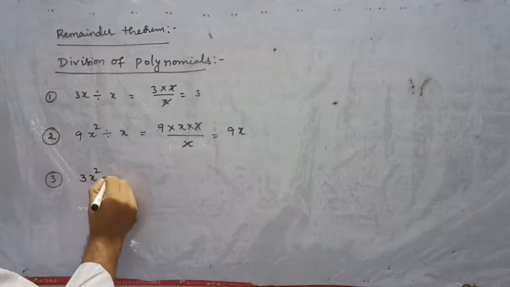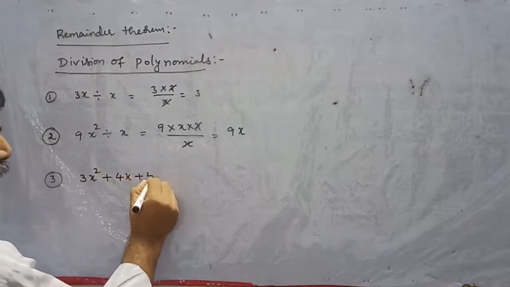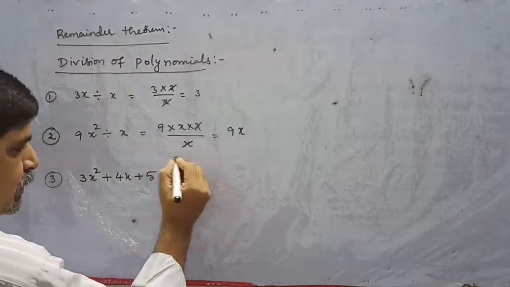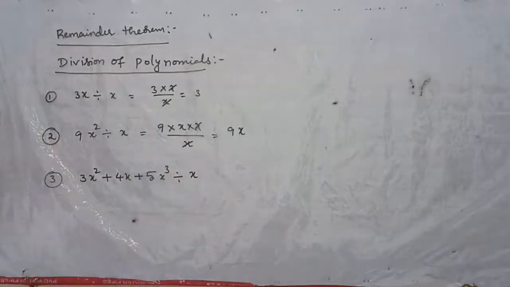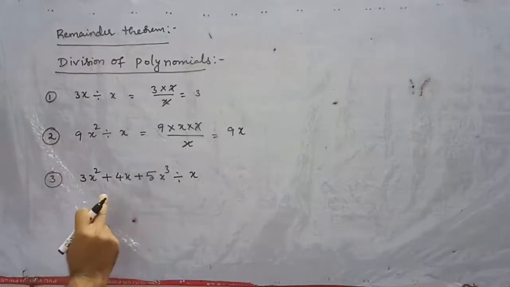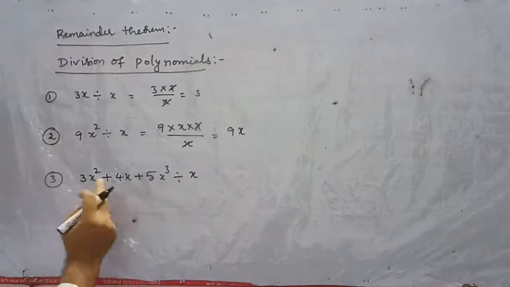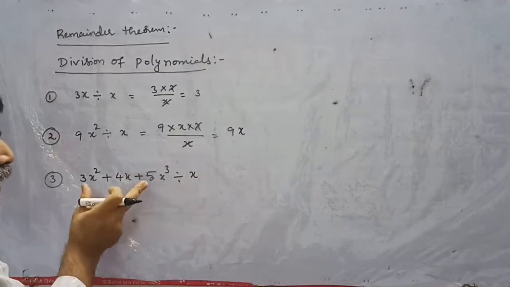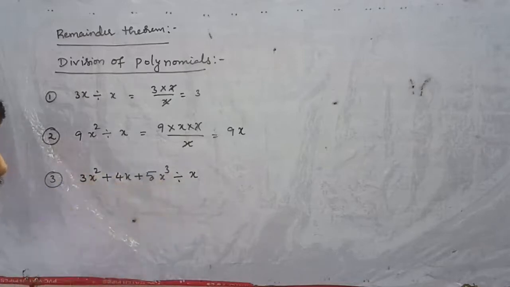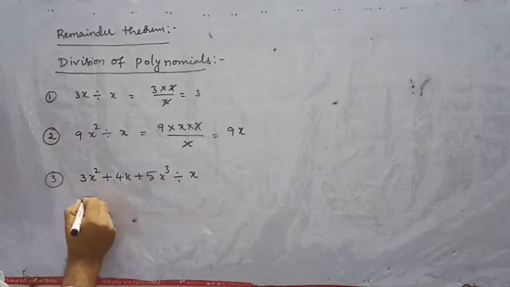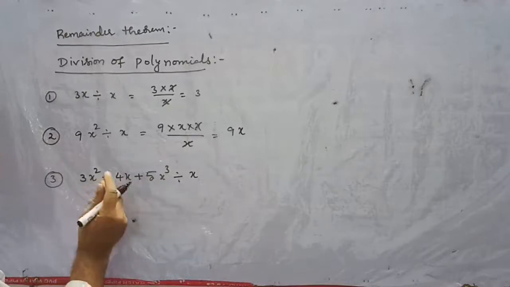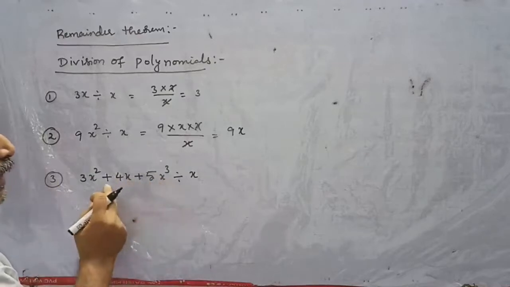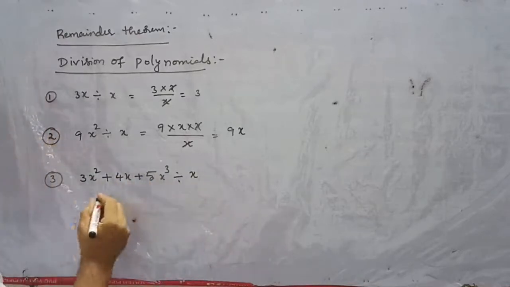3x square plus 4x plus 5x cube divided by x. How to divide this one? There are two ways to divide this one. The first one is you take out x as the common factor and cancel the value. And next one, each term is divided by x. See here, first I am taking x as the common factor, and before writing this, you write the given polynomial in ascending order or in descending order, right?